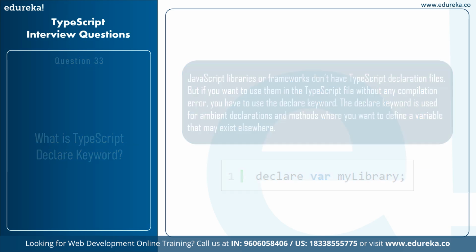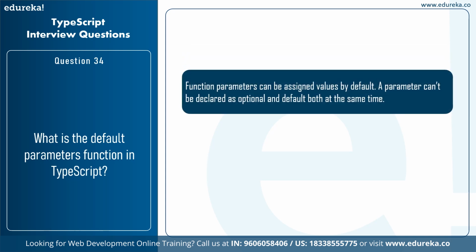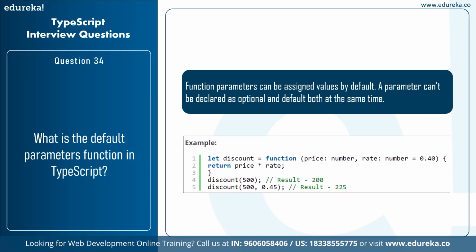Now moving on to the next question, what are default parameters in TypeScript? Now the function parameters can be assigned values by default. A parameter can be declared as optional and default both at the same time. So for example, here we have let discount equal to function price, rate. So here in the function we have passed two parameters. The first one is a price, which is of data type number. Then we have the rate, which is also number, and we have also specified the value as 0.40. So now here we are returning the value to be price into rate.